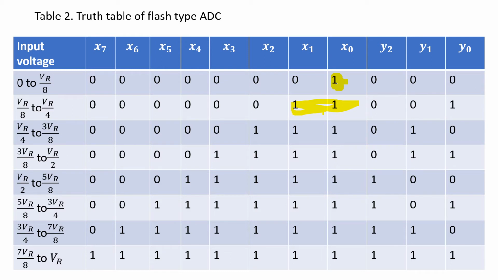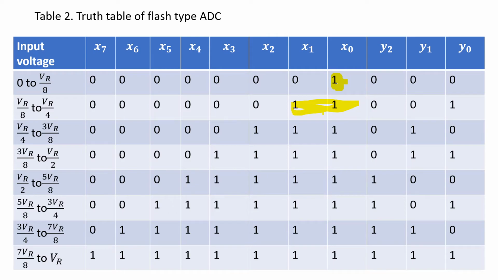This is simply a priority encoder. It is x2 means it is 2, and 2 means 1 0. Now 3 VR by 8 to VR by 2: all 4 will be high because VA is more than VD. Like this, you can proceed with the operation. So this is the truth table. Okay, any doubt? This is the truth table.